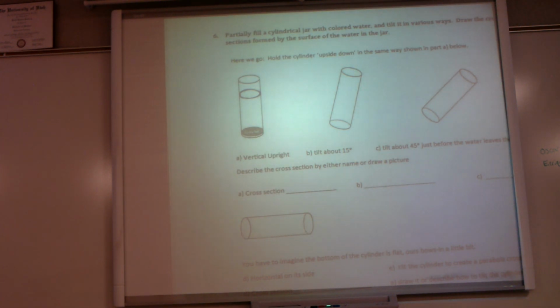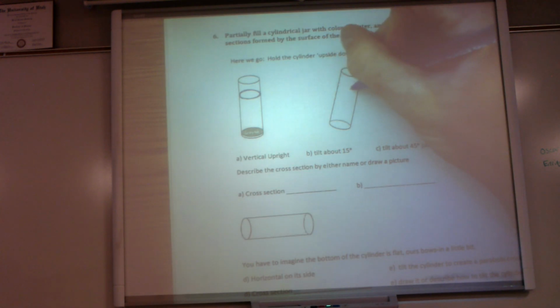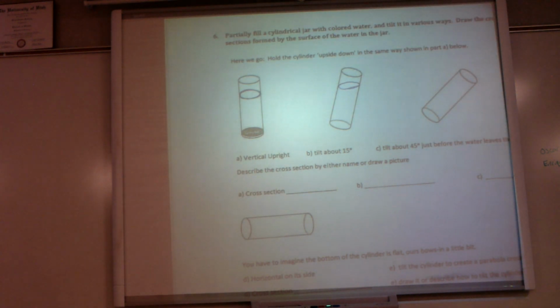Visualize here what the water does if I tip it 45 degrees, okay? And hopefully you're starting to see here that when you tip it, more of it, it's kind of going to look like that, right? Is that still a circle? Well, it's kind of stretched out now. We would call that an ellipse or an oval.